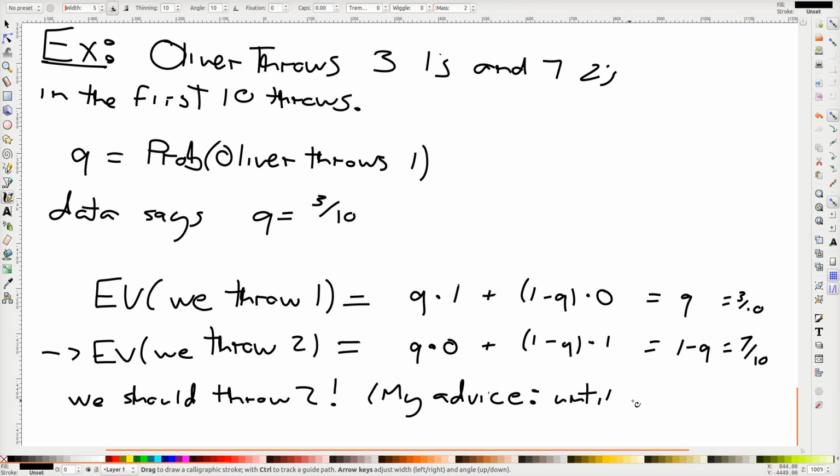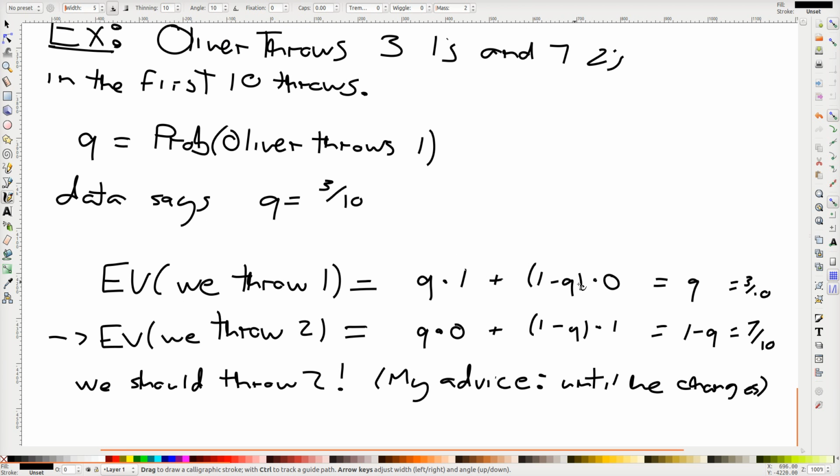And again, my advice: do this until Oliver changes. So what do I mean when I say changes? Well, keep a running tally of how much he's throwing each, and maybe when he's thrown more ones than twos, then switch to throwing one or something like this. But until he really makes you think twice about throwing two, you should just keep throwing two.